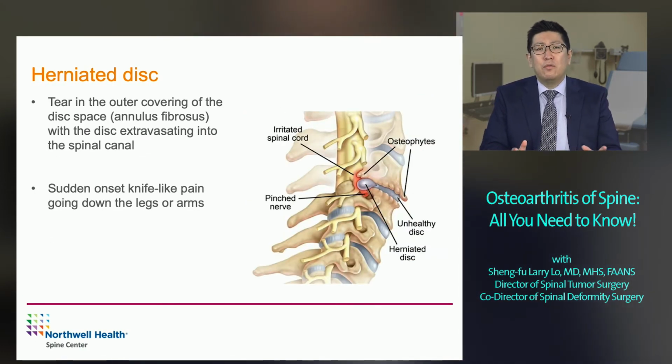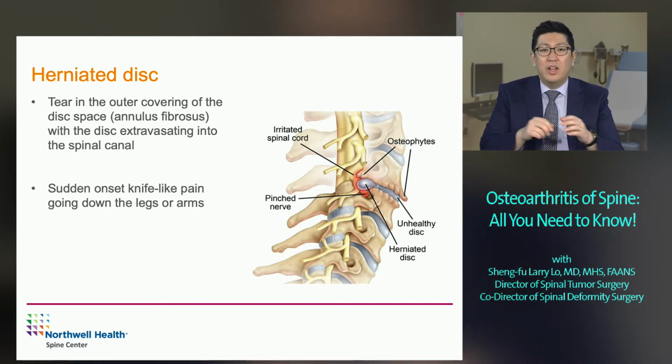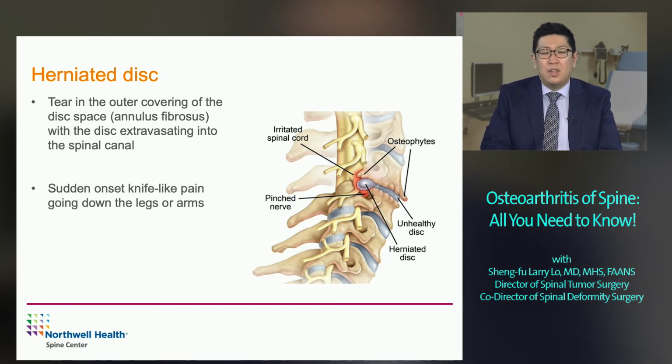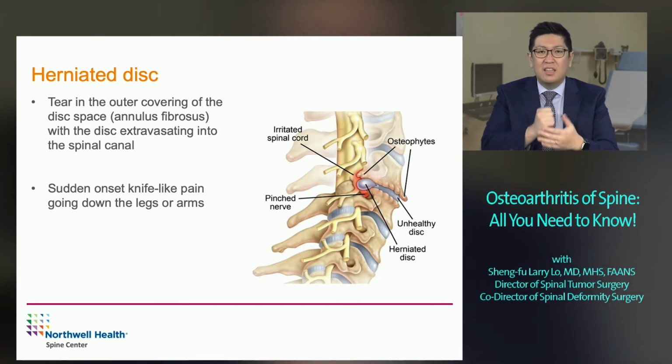We briefly went over this earlier on during the lecture, but again, a herniated disc is when the lining that covers the disc space, called the annulus, develops a tear, and you pop a disc out. And because one of the primary functions of the spinal column is to protect the spinal cord and the nerves, oftentimes when you have a disc herniation, it ends up impinging on a nerve. And the symptoms can be quite dramatic. Typically, it's a sudden onset of stabbing, knife-like pain that goes down the arms and legs, and sometimes that can be associated with weakness as well.